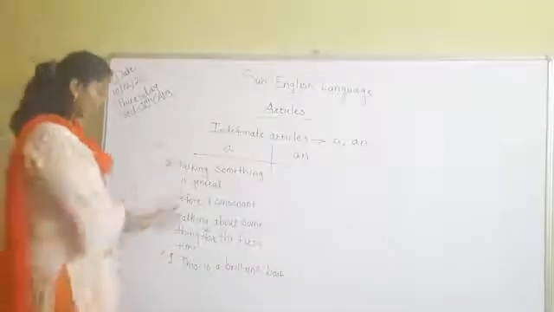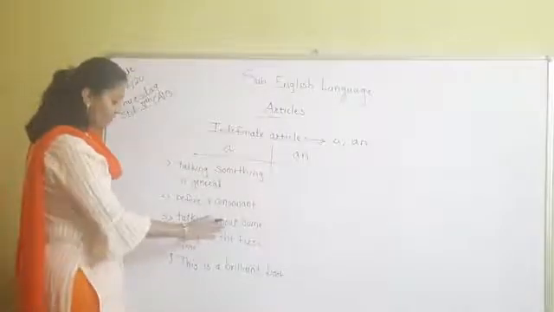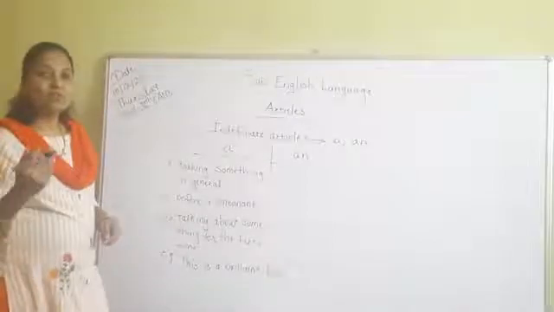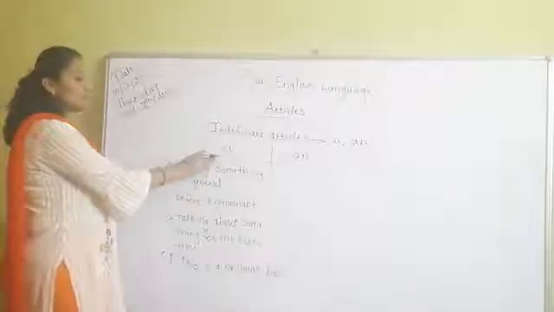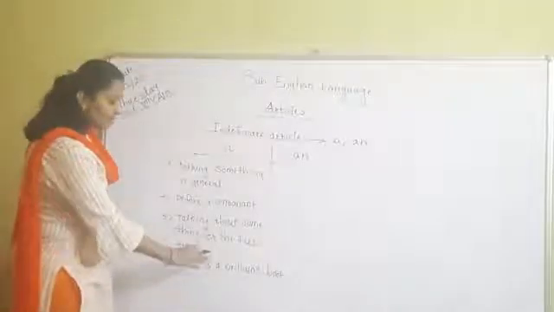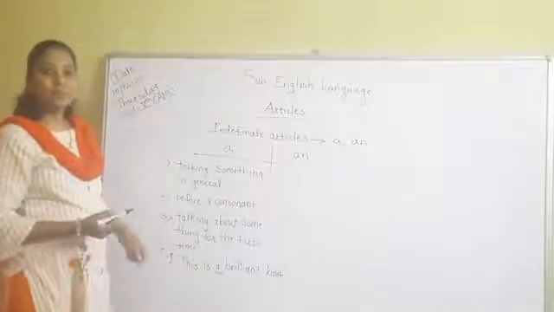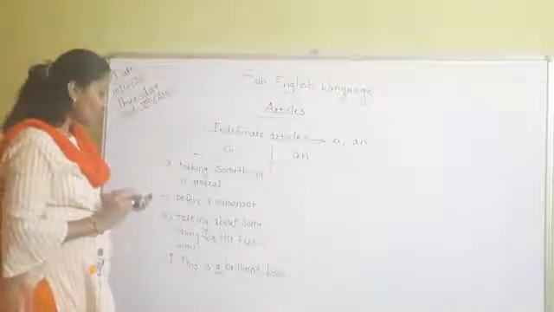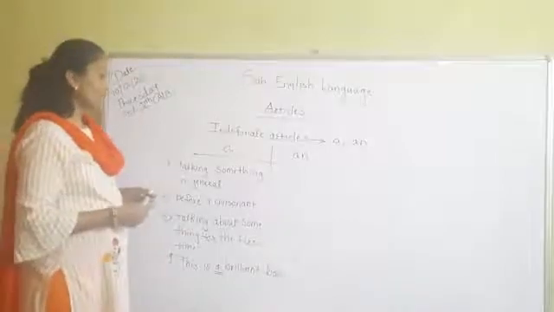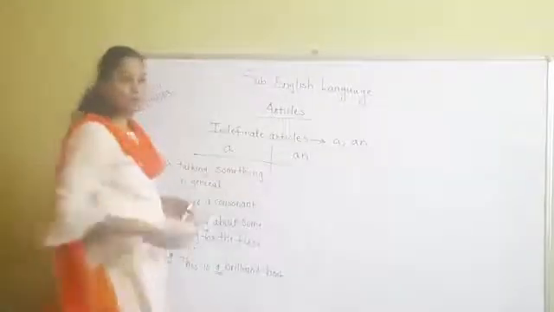Okay, now see, third, talking about something for the first time. When we are talking about something for the first time, at that time we are using a. Now, for example, this is a brilliant book. Okay, this is a brilliant book means we are talking about a book in general. Okay, so now let's move forward towards an.